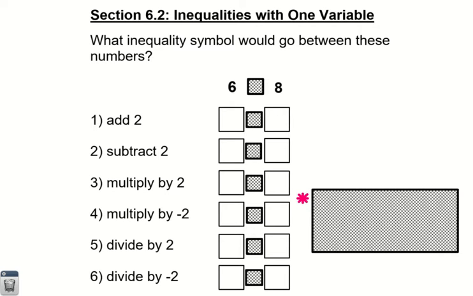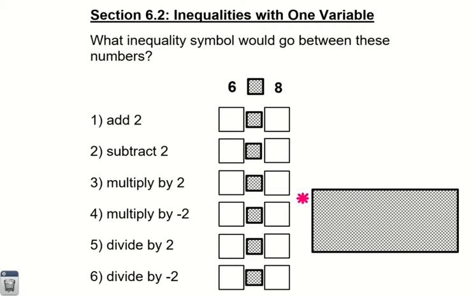So section 6.2 definitely continues and picks up where section 6.1 left off. If you recall, in section 6.1, we basically reviewed what the less than sign looks like, and less than or equal to, and what the greater than sign looks like. And you don't have to write this down.